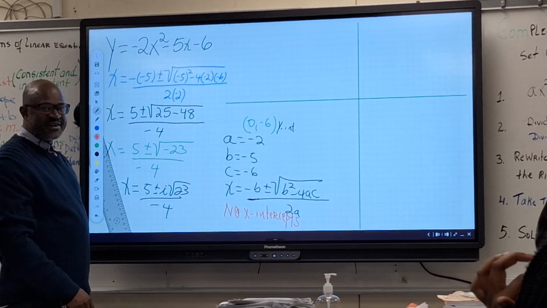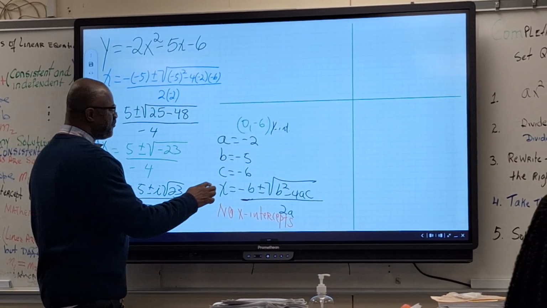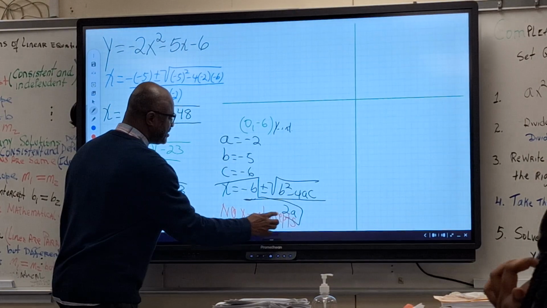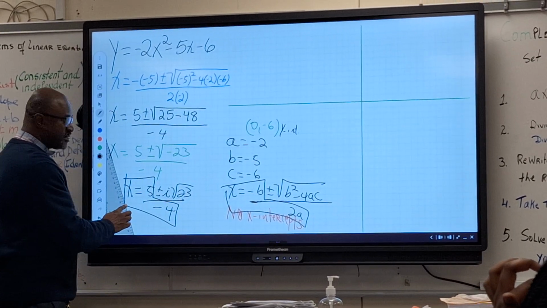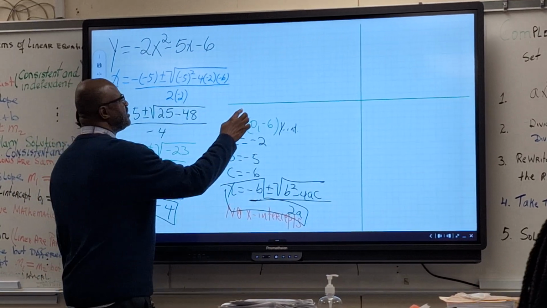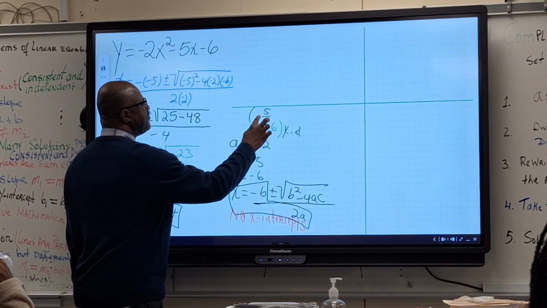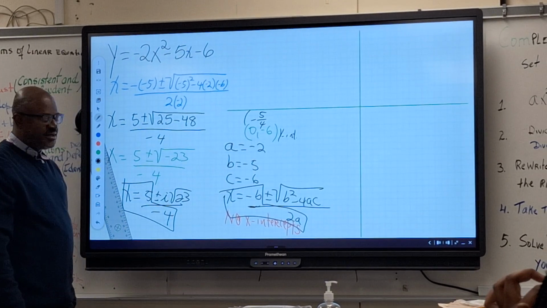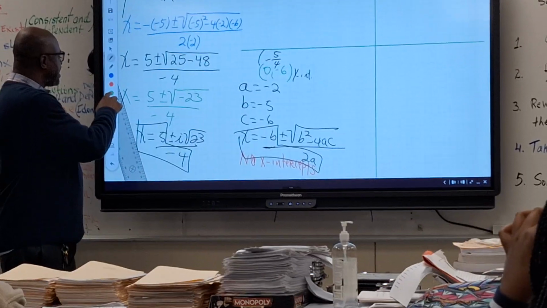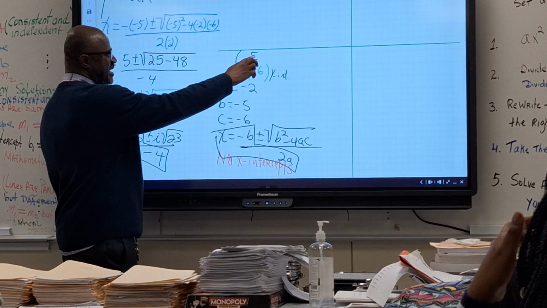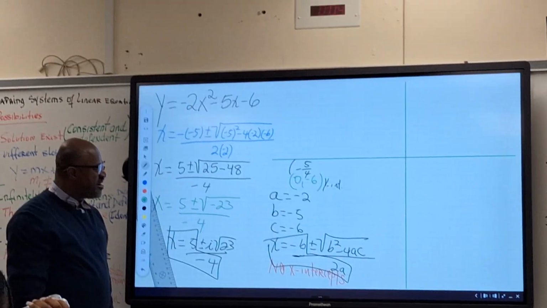I need to find my vertex, and you already solved this part, which is minus b over 2a. Which is your axis of symmetry, which is this. And the x-coordinate will be what? Negative 5/4, right? Now I need to find y. How will I find y? I will have to replace x. This is my x. I will have to replace it here to get my y. Then I will reflect that.